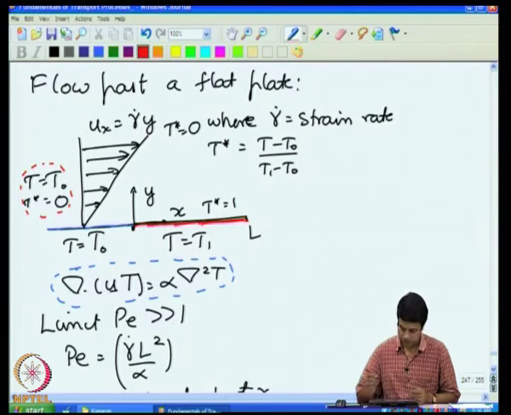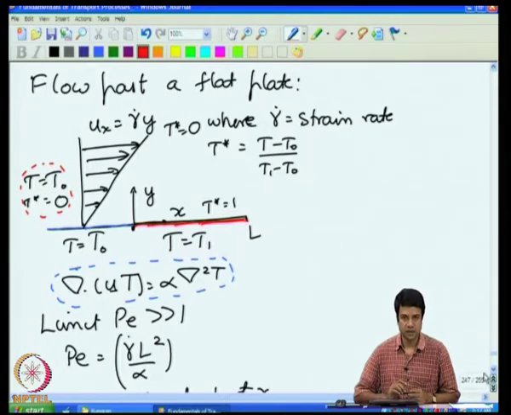So, what is the resolution of this problem? As I told you, when we scaled the x and y coordinates by L, we assumed that capital L was the length scale for the variation of the temperature field. However, we are looking at a situation where there is rapid convection along the flow direction, and the diffusive effect is small. So, you would expect the flow to sweep any heat that is transported from the surface downstream. And physically, one might expect the effect of the plate to be restricted to a thin layer near the surface.